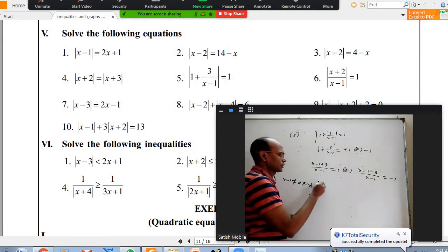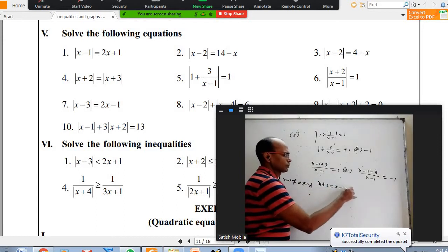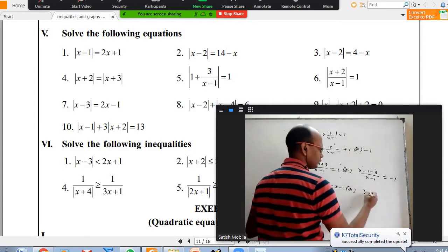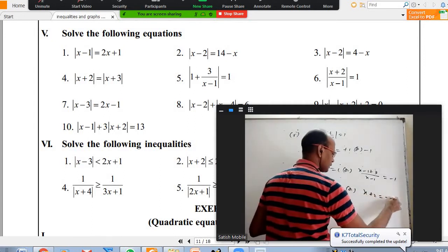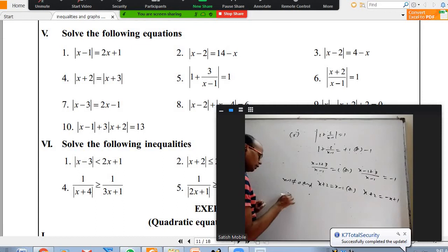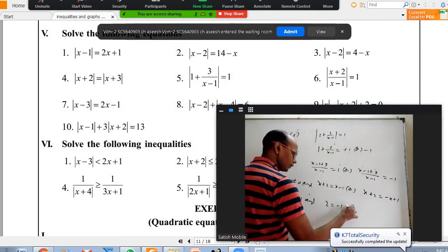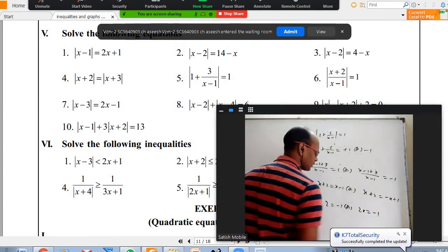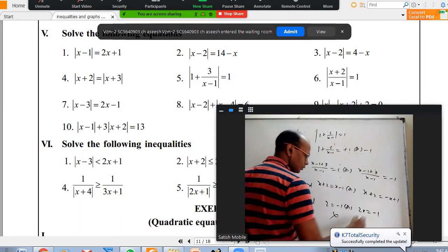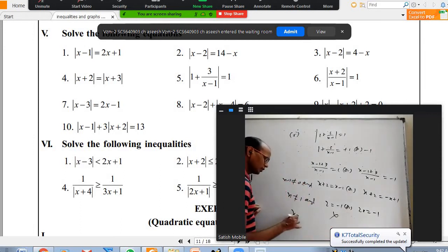And here you will get x plus 2 is equal to x minus 1 or x plus 2 equal to minus x plus 1. X should not be 1, and we'll get here 2 equal to minus 1 or 2x equal to minus 1. This is not possible. This is okay. Finally, you are getting x is equal to minus 1, right?